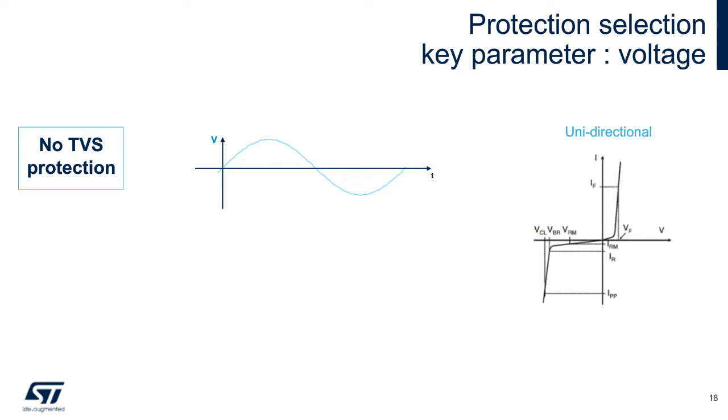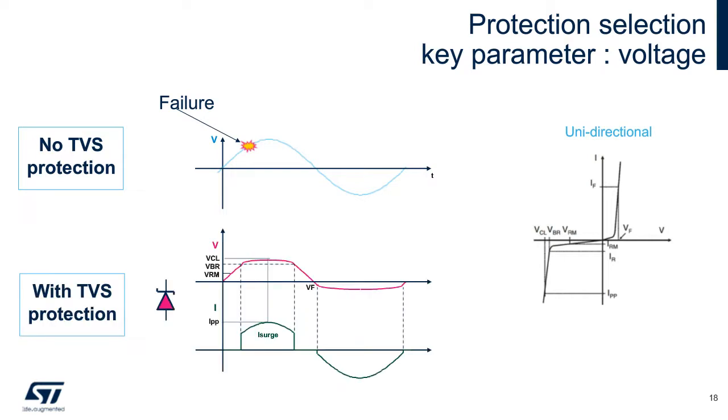To avoid this system failure, a protection is required. A TVS is then used to clamp the voltage in pink and then to protect the system. At VBR, or breakdown voltage, the TVS starts to conduct in green. The current flows into the TVS and the resulting voltage is a clamping voltage.